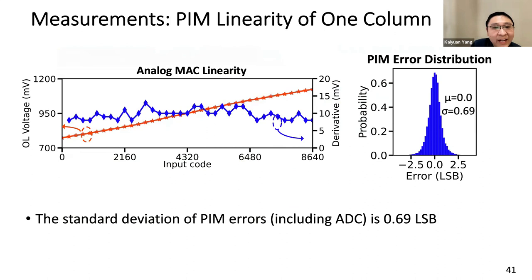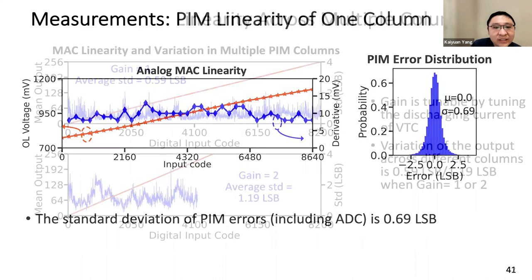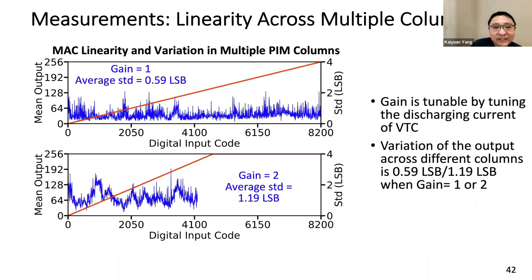So again, accuracy is of most importance. And this one achieves similar accuracy as what we see in the CAPRAM with a 0.69 LSB error. And then this ADC, time domain ADC, also enables us to do a gain of 2, which means we can increase the resolution to 2 times of the original and focus on half of the range. This could be very useful for most deep learning applications as your activation never occupies the entire range.